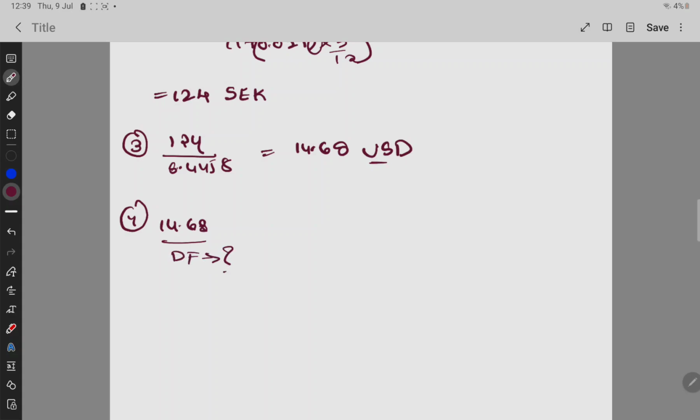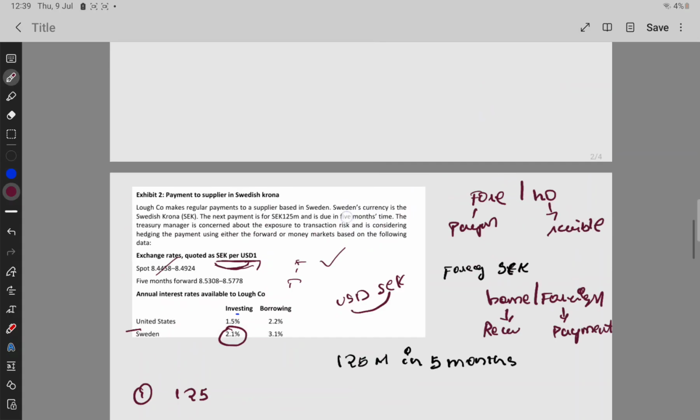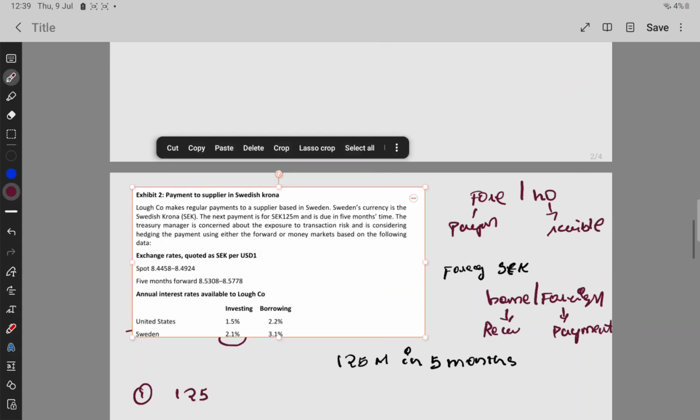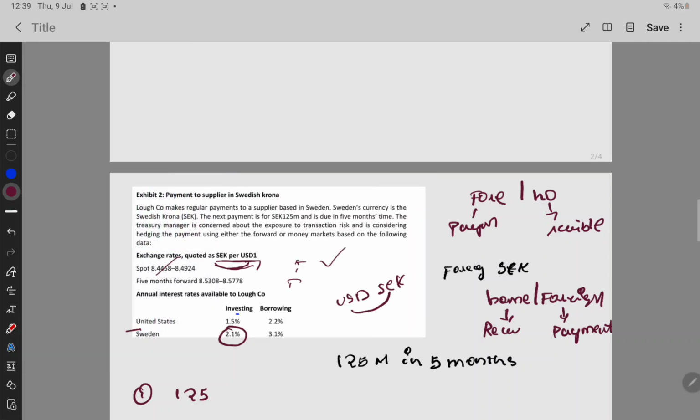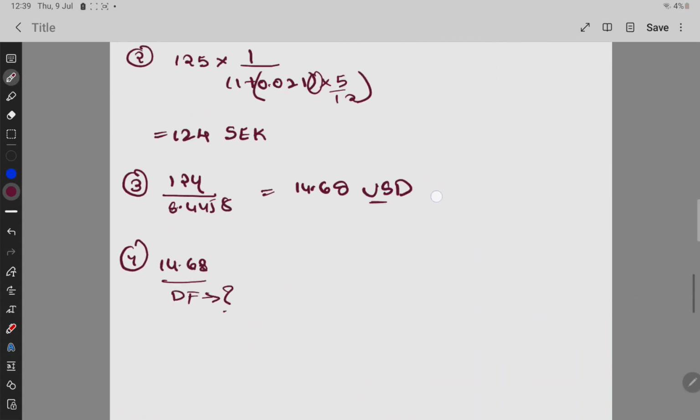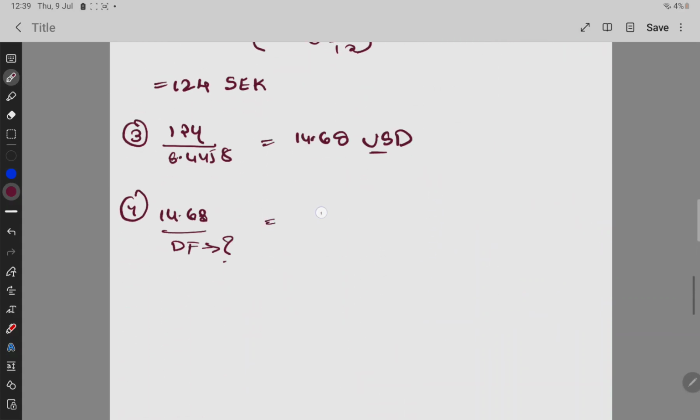I am in my home currency now, and it is a payment situation. What am I doing with my home currency? I am borrowing. So I'll use the borrowing rate. What borrowing rate? What is my home currency? US. So I'll use 2.2%. So let's calculate this.